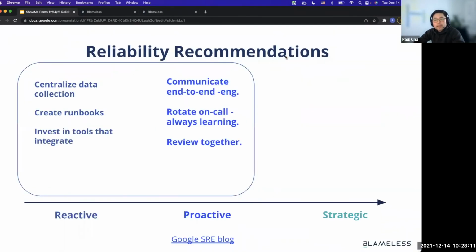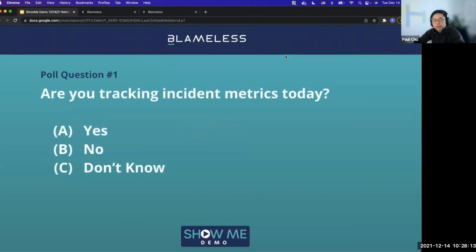All right, so I'm going to go back into the slides here, and we'll start going into our poll questions. We have 3 different poll questions for our group today. I'm going to go ahead and read out the question. You'll see a pop-up show up on your side. So the first question is, are you tracking incident metrics today? We'll give 30 seconds or so for people to answer, and I'll share the results here.